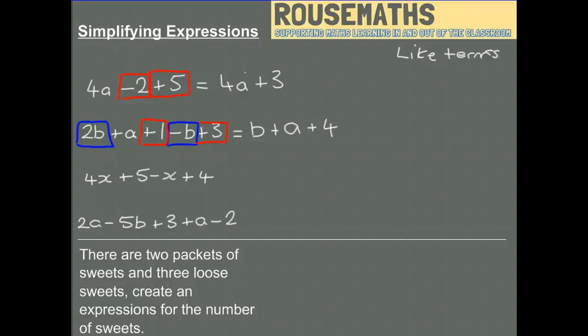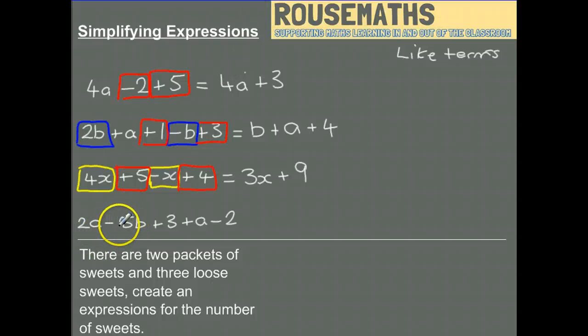For our next one, you'll see we've got some x's. The letter doesn't particularly matter, it doesn't change anything. So we've got 4x there, and we've also got a minus x there. And then in addition to that, we've got a plus 5 and a plus 4. So we can use those to simplify it. So an expression that's the same as that, but simplified, is 4x minus x, so that's going to be 3x. And if we've got plus 5 plus another 4, plus 9, and there's our simplified expression.